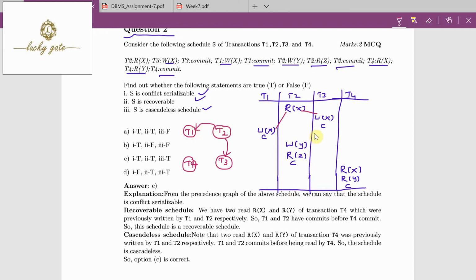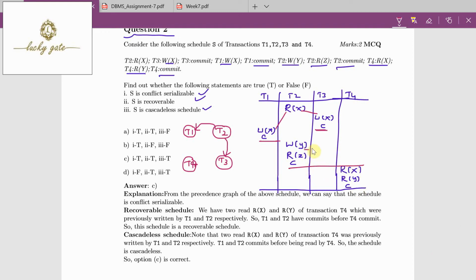And check for the possibility of conflicts with operations of other transactions simultaneously. Now check write X. After write X we have a commit, because once a transaction commits, it no longer conflicts with operations of any other transactions. So there will be no conflicts. After this write X we have a commit, because once committed it no longer conflicts with operations of other transactions. Now write Y, after commit, only these are the operations.